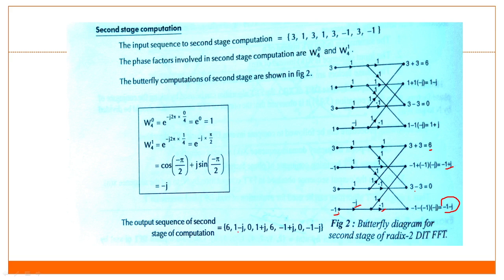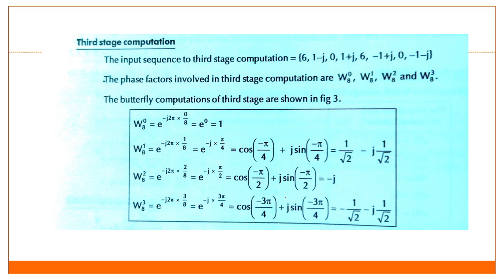So 6, 1 minus j, 0, 1 plus j, whatever the points are written over there, we have calculated. We have to write them down because they are required for the third stage calculation. So the twiddle factors are like this. Twiddle factors are W8 raised to 0, W8 raised to 1, 2, 3, because we have to calculate it for half.